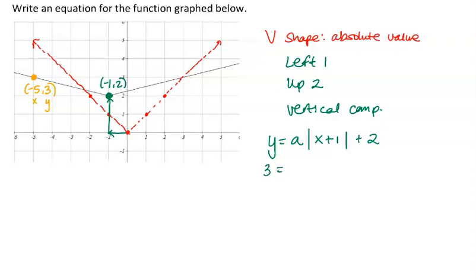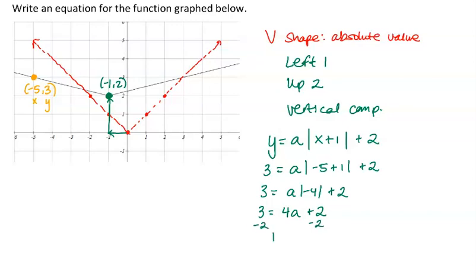So we have 3 equals A times the absolute value of -5 plus 1, plus 2. So -5 plus 1, we have the absolute value of -4. The absolute value of -4 is 4. So we have 3 equals 4A plus 2. So solving for A, I'm going to subtract 2 from both sides. So 1 is equal to 4A, and dividing, A is equal to 1/4. So putting all of these together, we get that y equals 1/4 times the absolute value of x plus 1, plus 2.